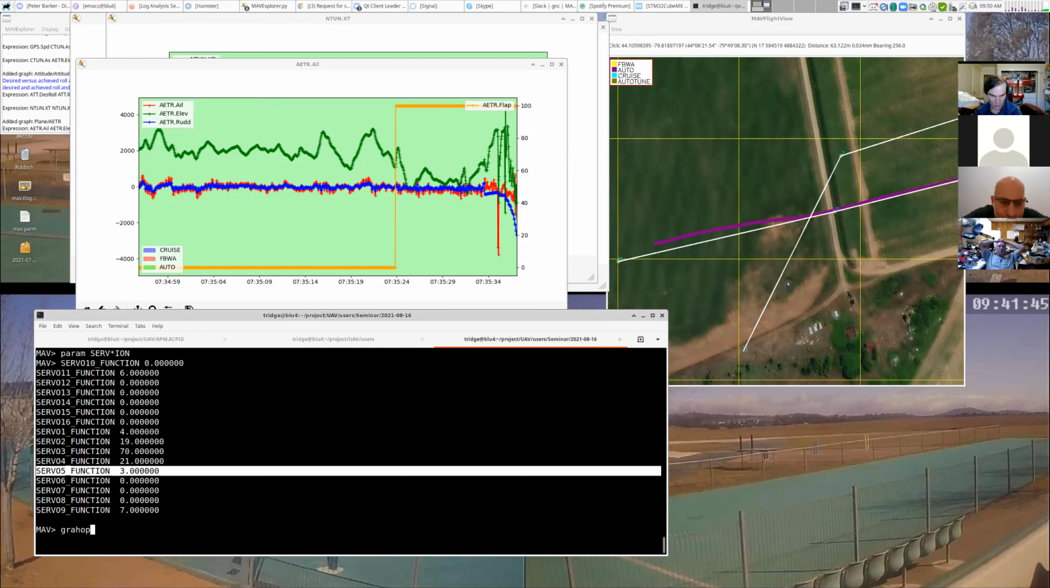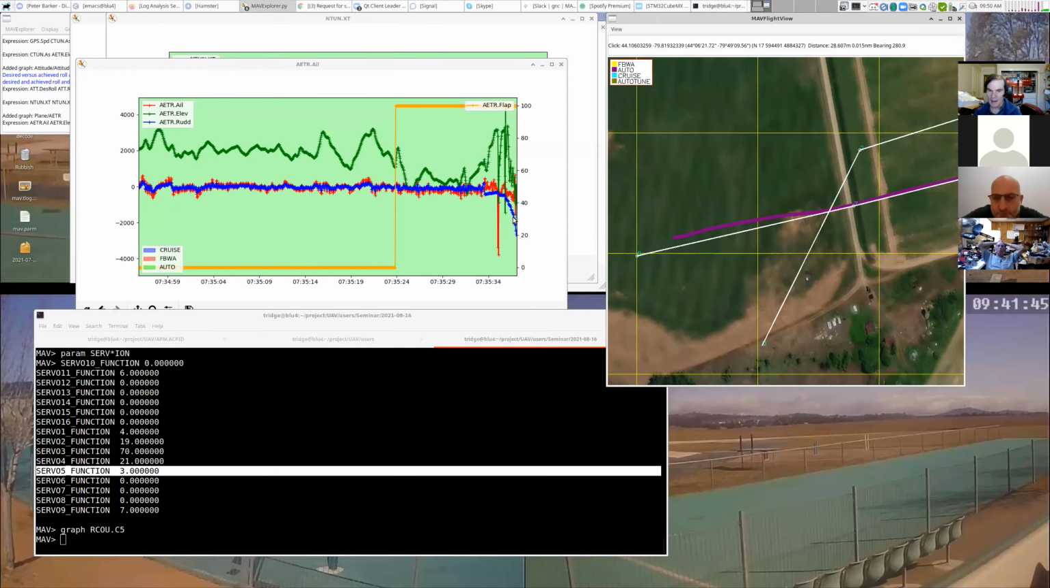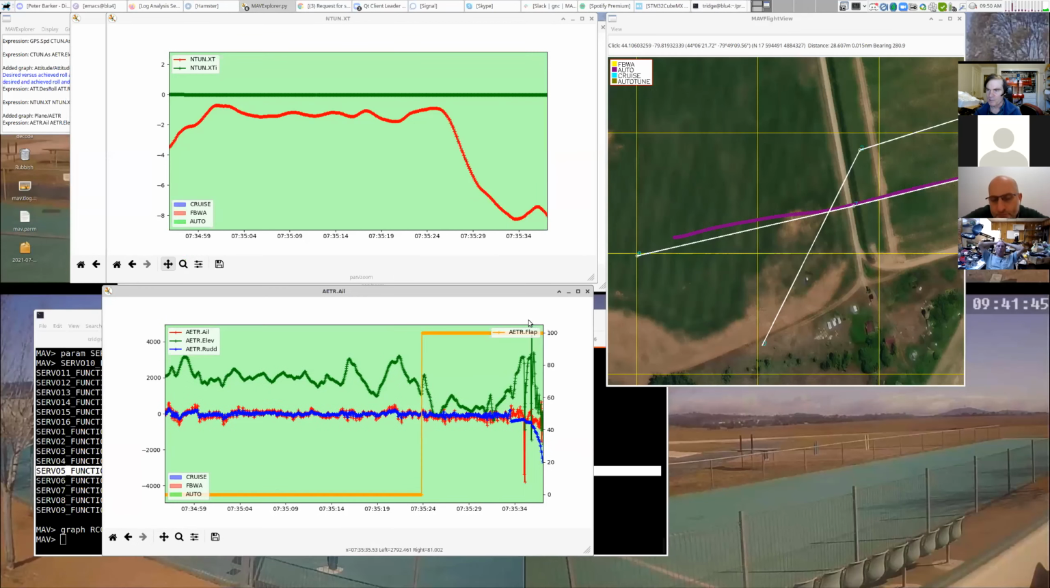Yeah, that's right. So if we have a look at RCOU.C5, we can see that that's where his flap goes up at the flap slew rate. So what appears to be happening with his cross-track here is that an asymmetry gets generated when he puts his flaps on. So I would suggest that he go and have a look at his flaps, try moving them in manual mode, and see whether one flap is going down more than the other, or they're coming at different rates, or they're offset.